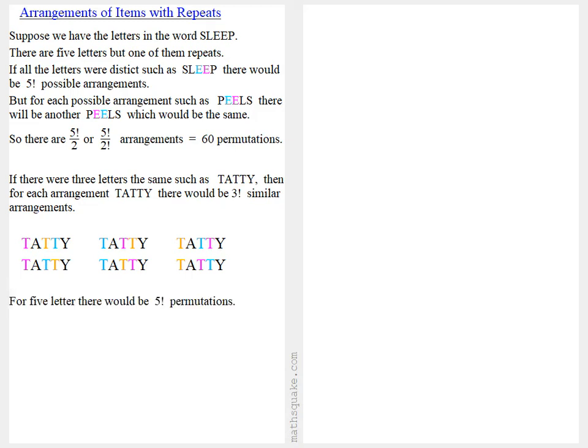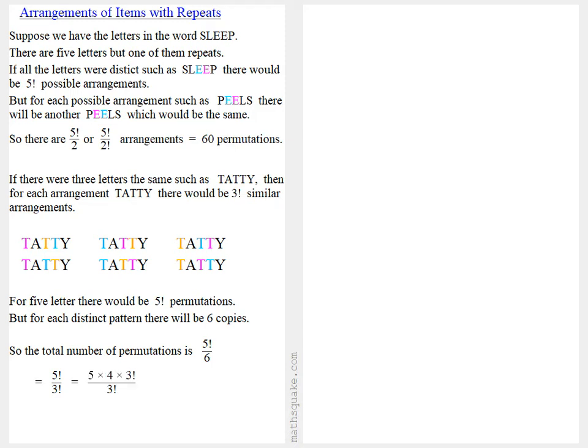So for the 5 distinct letters there'd be 5 factorial permutations, but for each distinct pattern, when the colours are removed, there'll be 6 identical copies. So the total number of permutations is 5 factorial over 6, or we can write that as 5 factorial over 3 factorial, which is 5 times 4 times 3 factorial over 3 factorial, which is 5 times 4, or 20. So there are 20 possible arrangements.